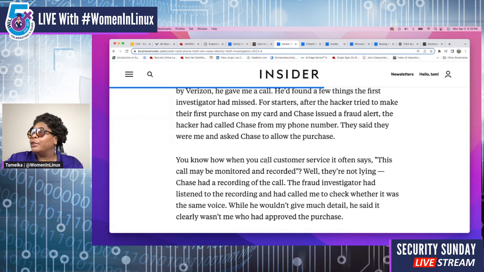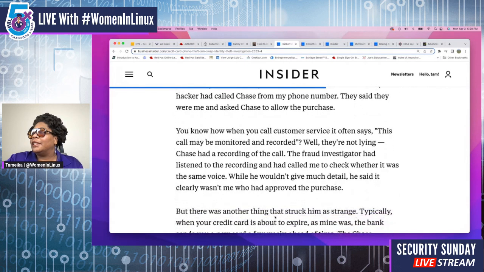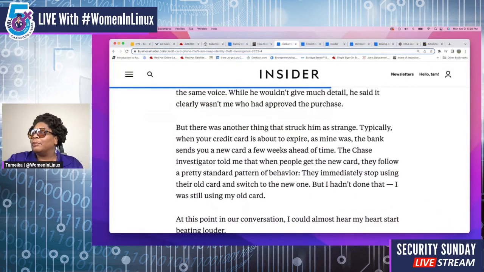You know how when you call customer service it says this call may be monitored? Well, they're not lying. Chase had a recording of the call. The fraud investigator had listened to the recording and had called me to check whether it was the same voice. While he wouldn't give much detail, he said clearly it wasn't me who had approved the purchase. But there was another thing that struck him as strange.